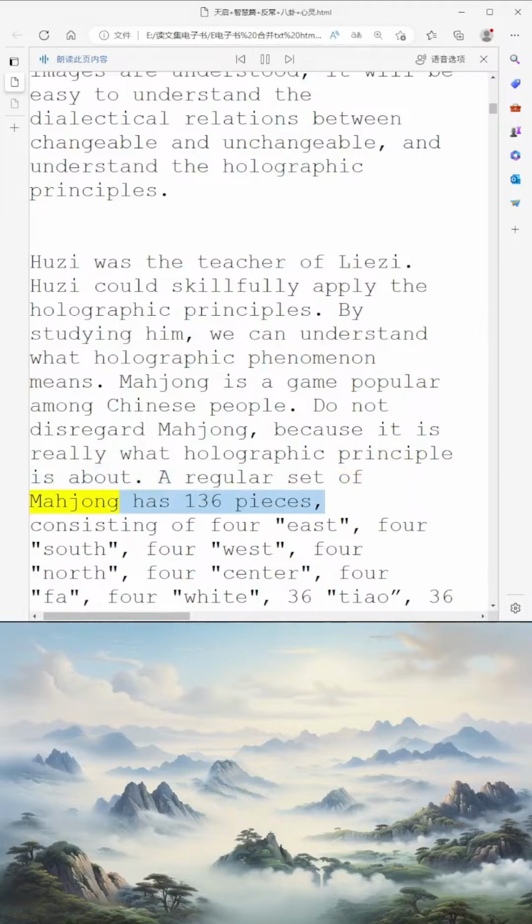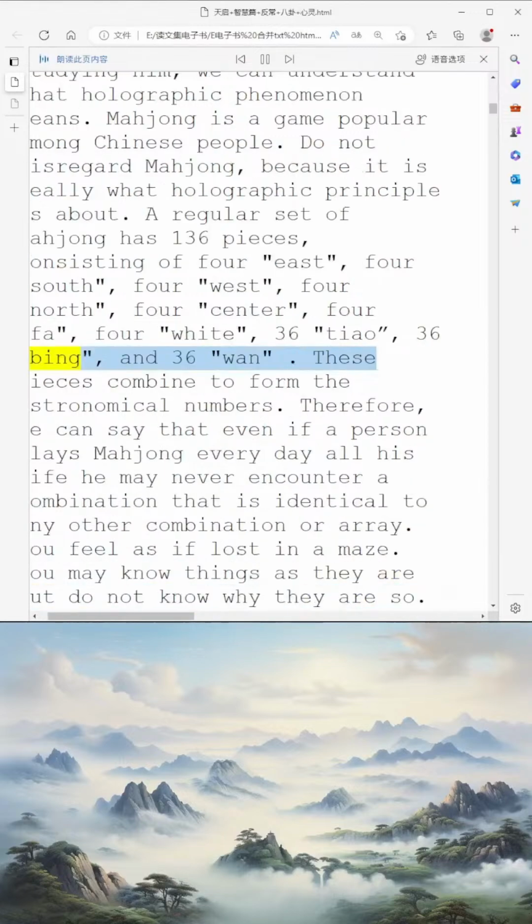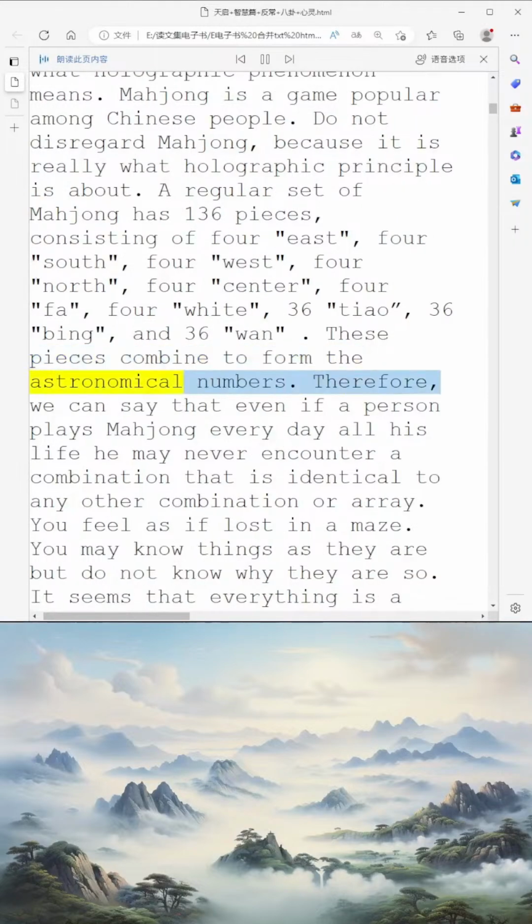A regular set of Mahjong has 136 pieces, consisting of 4 east, 4 south, 4 west, 4 north, 4 center, 4 fa, 4 white, 36 tiao, 36 bing, and 36 yuan. These pieces combine to form astronomical numbers. Therefore, we can say that even if a person plays Mahjong every day all his life, he may never encounter a combination that is identical to any other combination or array.